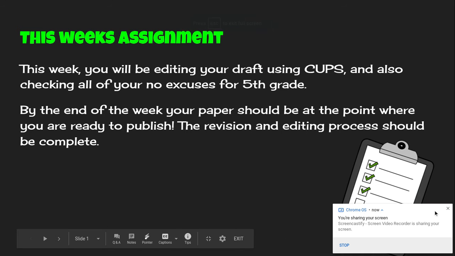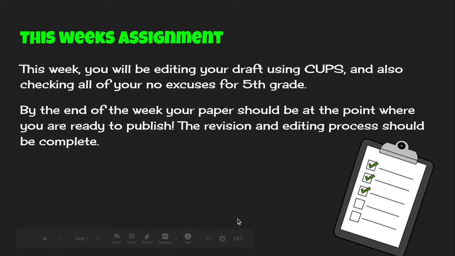Hi guys, this week for writing, we're going to be looking at the editing process and getting your paper ready to publish in that final draft. Last week you looked at revising, using ARMS. This week you're going to be looking at editing your draft using CUPS, and also making sure you're checking all of those no excuses for writing that we had at school as well. By the end of this week, your paper should be at the point where you're ready to publish.